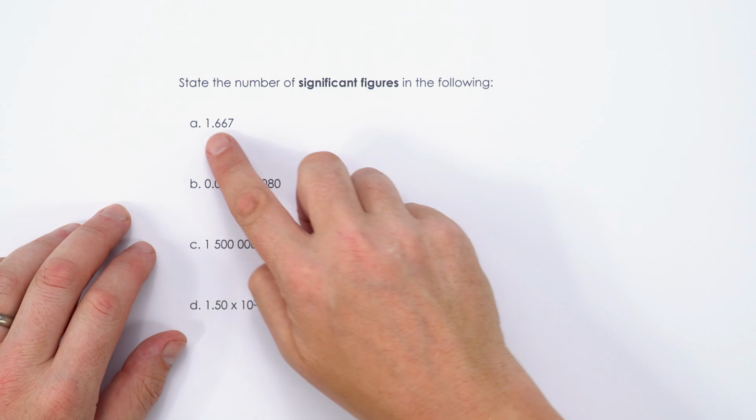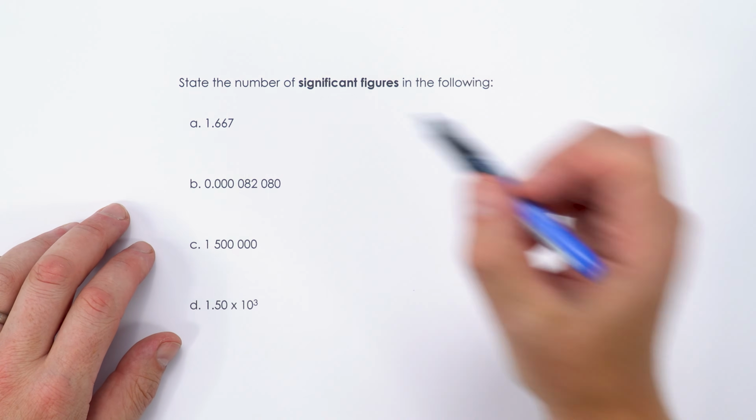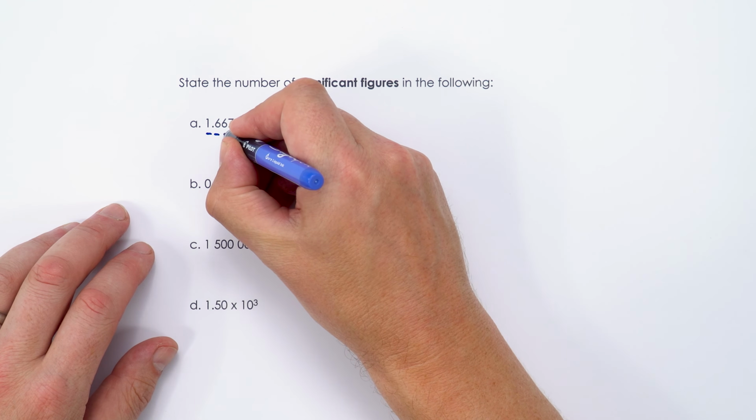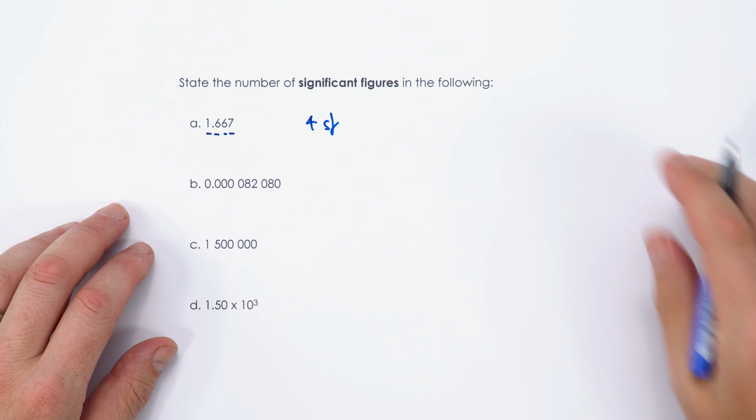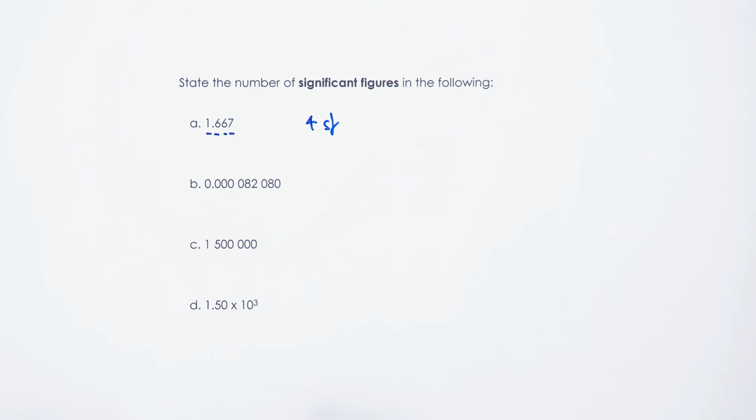These worked example questions ask you to state the number of significant figures in the numbers that we have here. So the first one, we've got 1.667, and because we've got 4 digits here, that answer is going to be given to 4 significant figures.